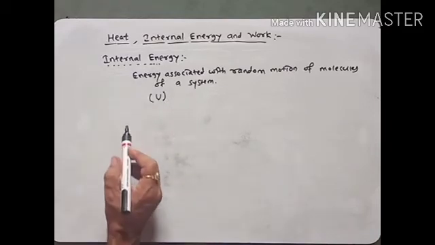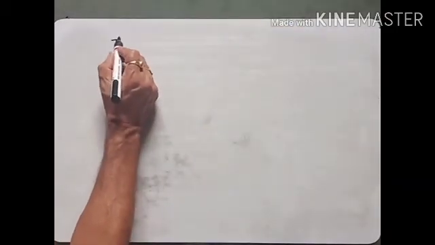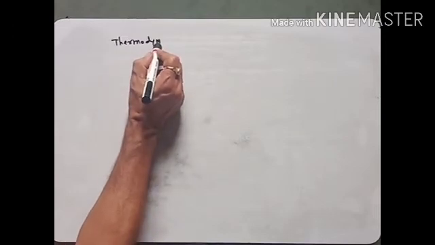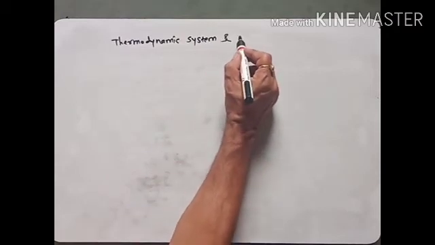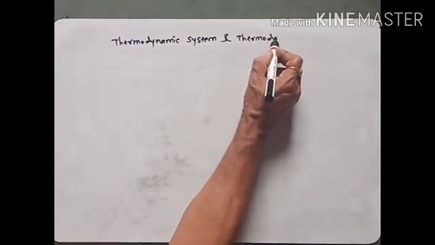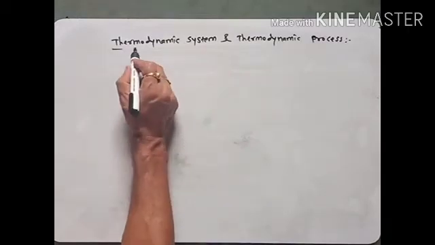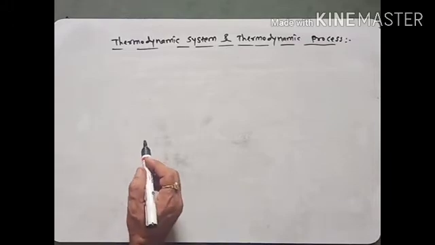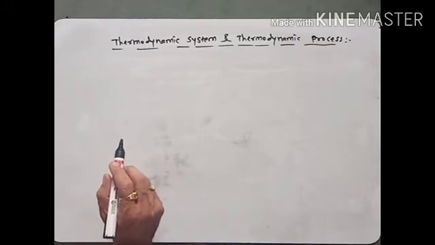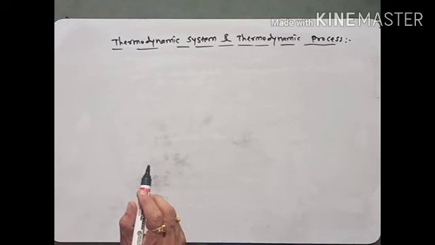Here we consider thermodynamic system and thermodynamic process. Now, thermodynamic system. A thermodynamic system is a collection or group of objects that can form a unit which may have the ability to exchange energy with the surroundings.